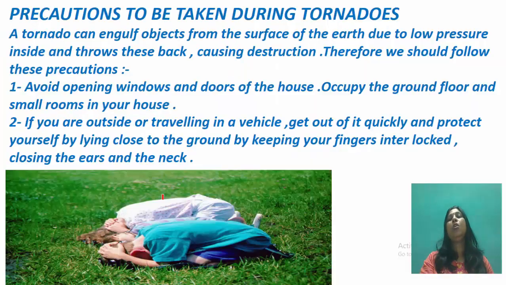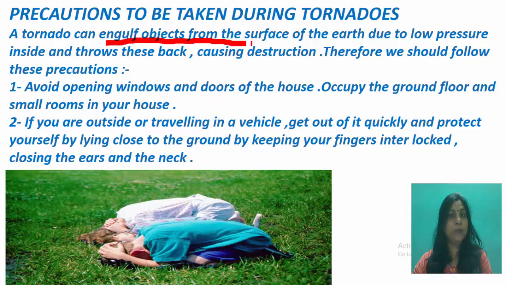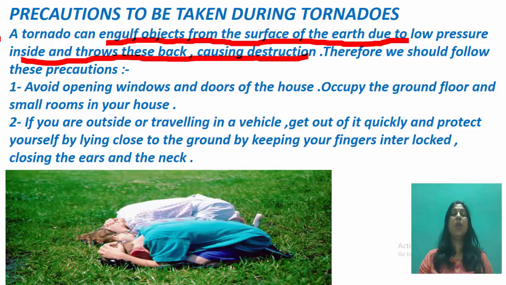Okay. Now coming to the precautions to be taken during tornadoes. A tornado can engulf objects that I told you from the surface of the earth due to low pressure inside and throws these back causing destruction. Engulf means swallow. When a tornado comes, it swallows everything that comes in its path and takes it far away and throws it, which causes huge destruction. So therefore we should follow these precautions.